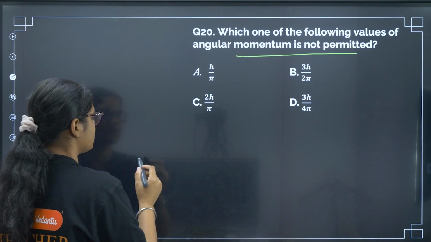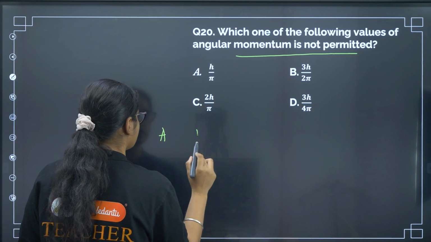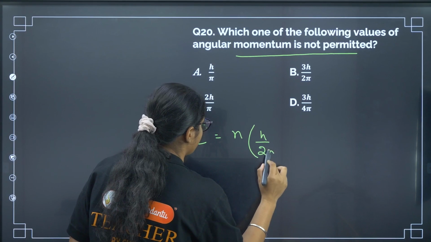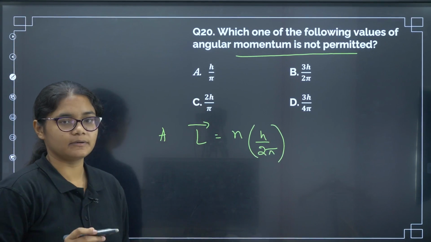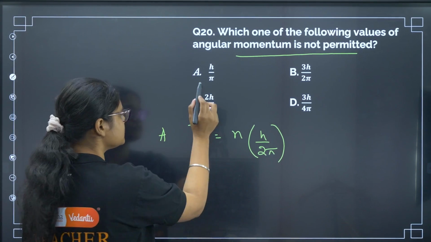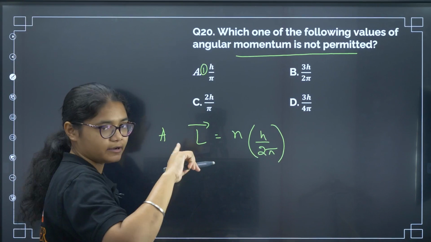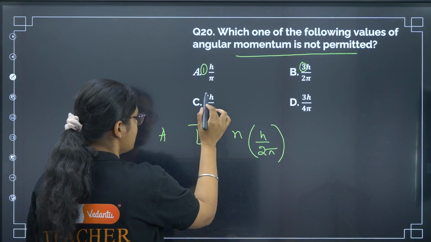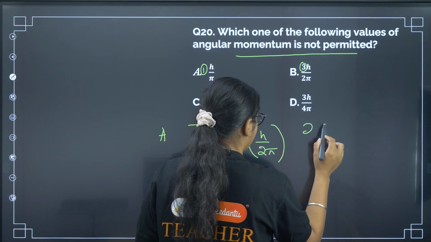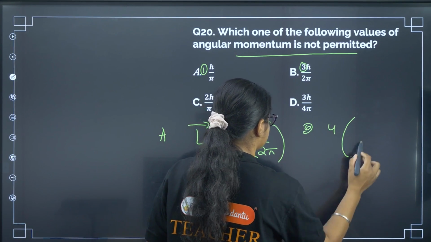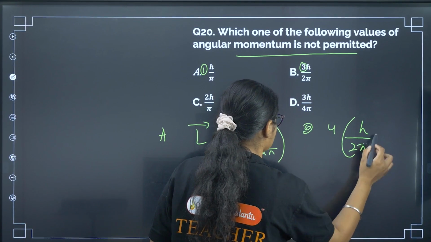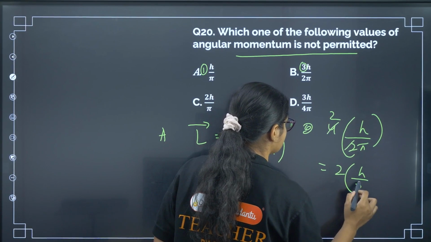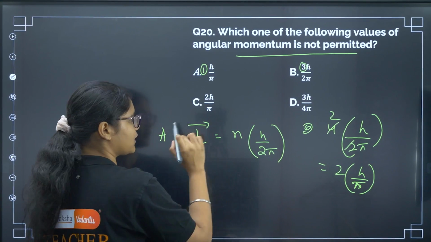So this is a very important question. Angular momentum is n times h by 2 pi. Okay, it should be an integral multiple of h by 2 pi. So here this is an integral multiple, 1 into h by 2 pi. This is 3 into h by 2 pi. This one we can write like 4 into h by 2 pi. Then this got cancelled and it becomes 2 into h by 2 pi, h by pi, right? So this is also a correct one.